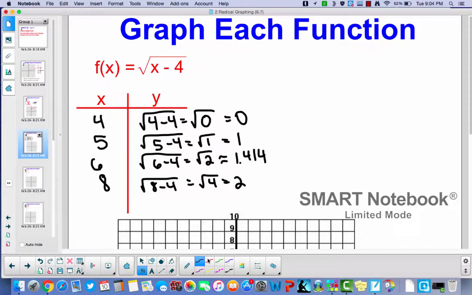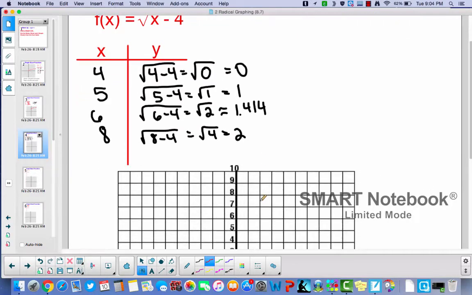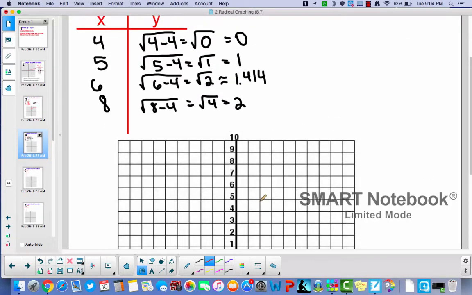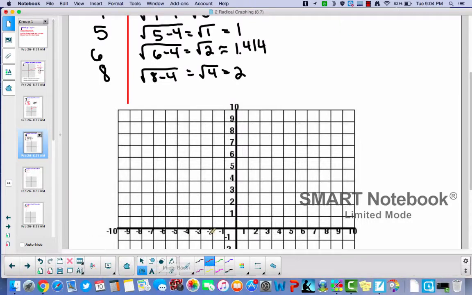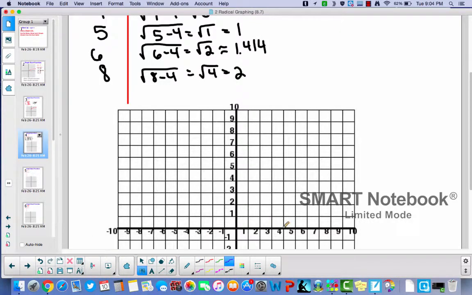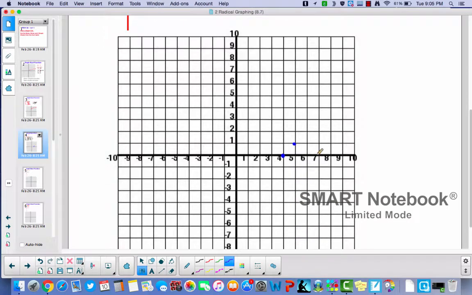So let's look at graphing this. So we have the point 4, 0. Notice what happens to our curve here. Here's the point 4, 0. Normally we started here, and now we've moved this direction. Then we have the point 5, 1. We can graph 6, but that's a decimal. The next value we got was 8, and that was a 2. Again, we have this arc.